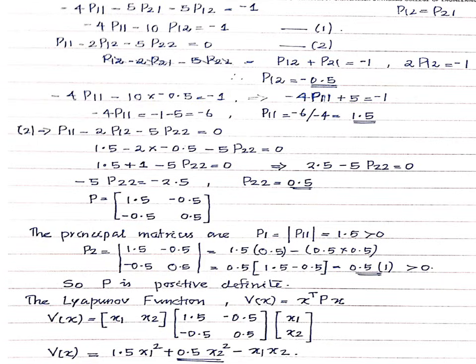Then after getting the matrix P, we have to find the principal matrices P1 and P2. Take the determinants. Both determinants are positive. So P is a positive definite matrix. Then next, we have to find the Lyapunov function V of x is equal to x transpose Px. Then we can write V of x.